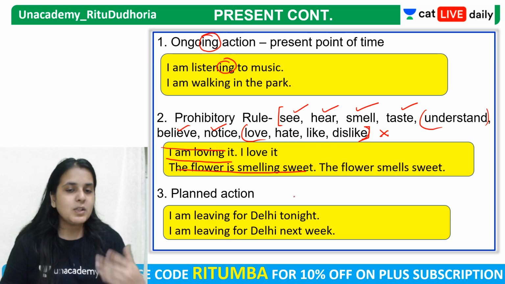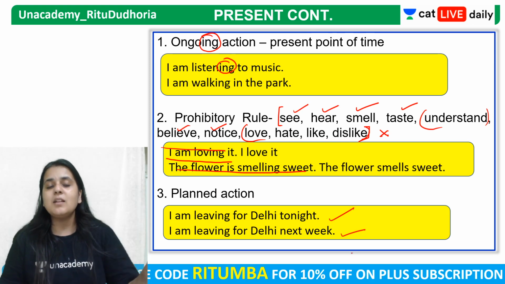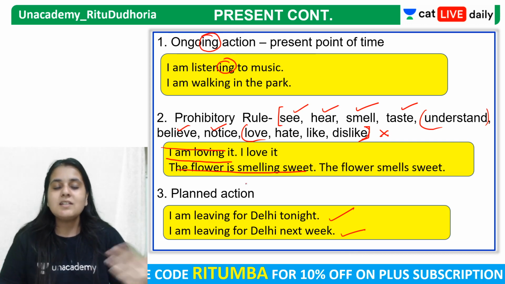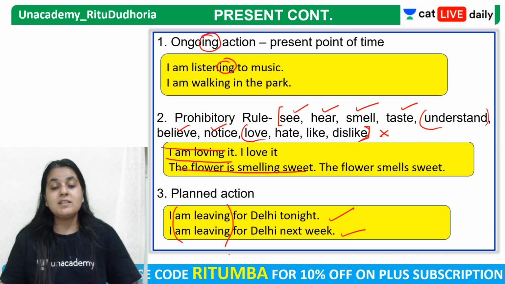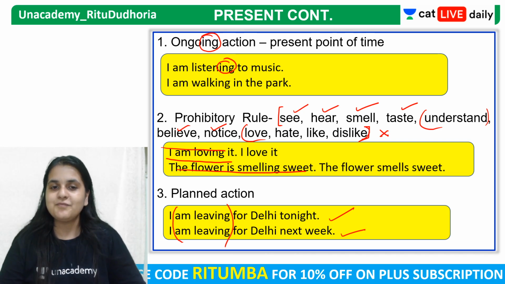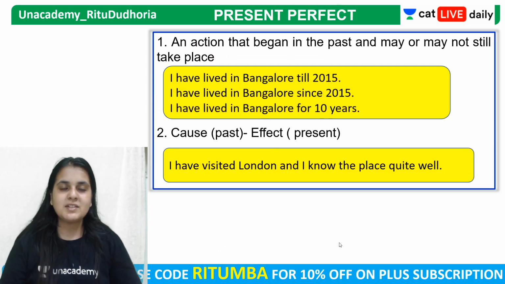Planned action, guys, कोई 24 hours का restriction नहीं है. कल जाना है, परसों जाना है, 2 हफ्ते बाद जाना है, 1 साल बाद जाना है, जब भी जाना है, ये tense लगा के चले जाना. I'm leaving for Delhi tonight. I'm leaving for Delhi next week. I'm leaving for Delhi next year. Clear, guys? Come on, let's go to the next one.